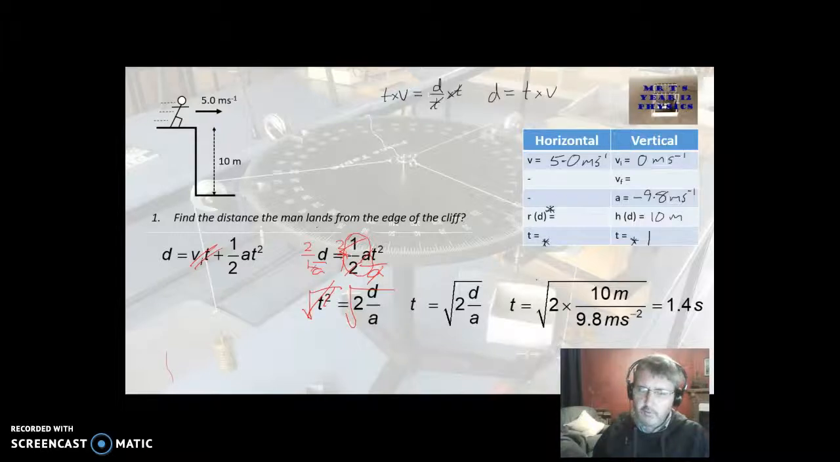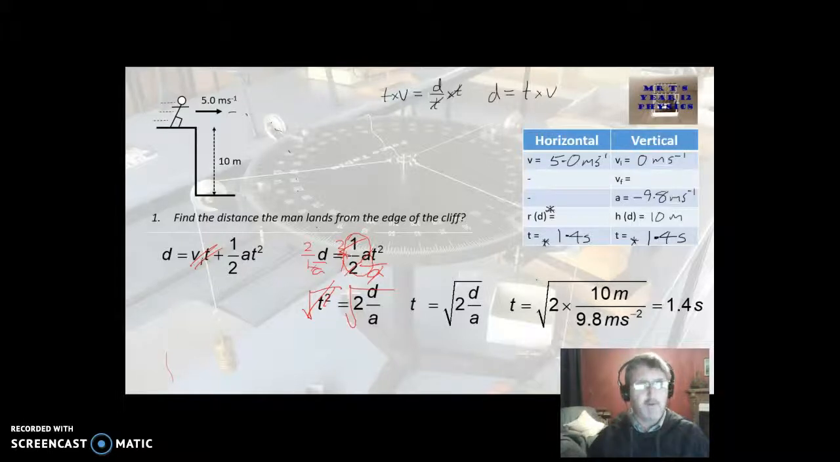Well, this is quite a useful answer here, because what this is telling us is that this person, when they jump off here, will be in the air for 1.4 seconds. So they're going to travel vertically for 1.4 seconds, but they're also going to travel horizontally for 1.4 seconds. So now I can solve and find the time.